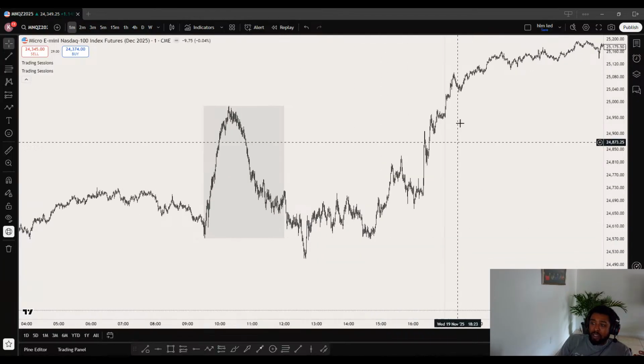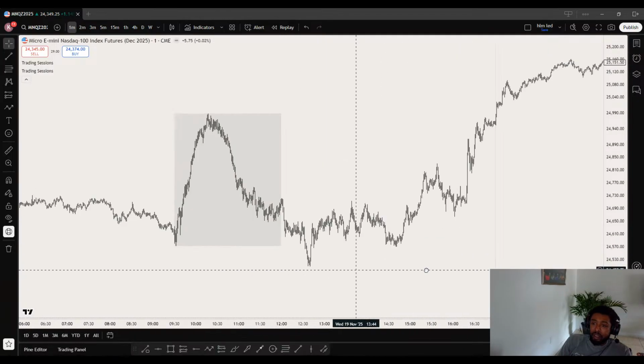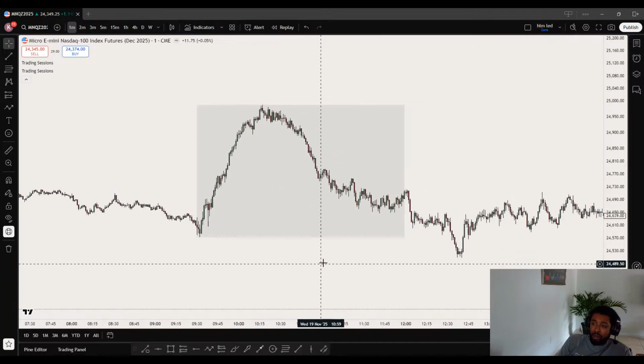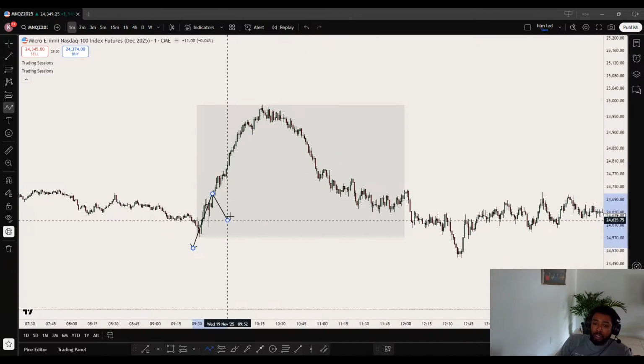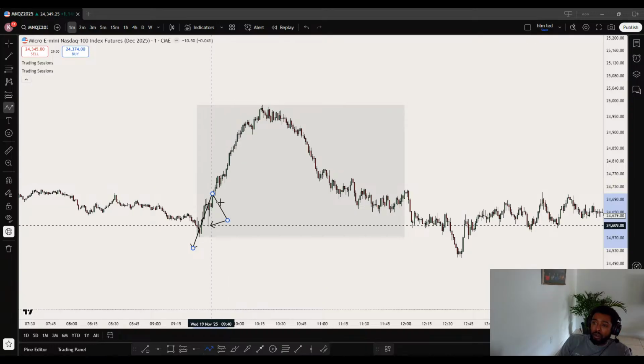Look at this. Before the massive move, we get a sweep. The problem is people are trying to chase this move right here. We love to chase this move here. Got to be patient.